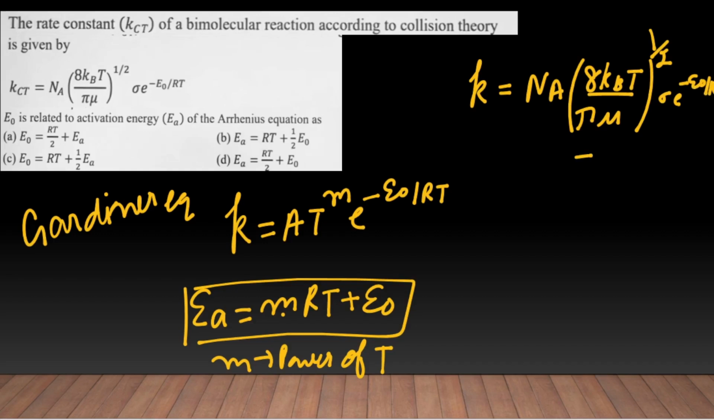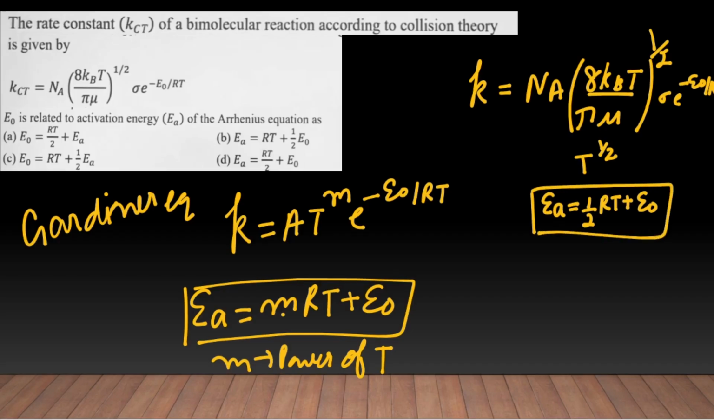Here, temperature is raised to the power of half. So the activation energy E_A will be equal to half into RT plus E naught, since m here is the power of T, which is half. So this is the activation energy, E naught plus RT by 2. That means option D becomes the correct answer. Okay, moving on to the next one.